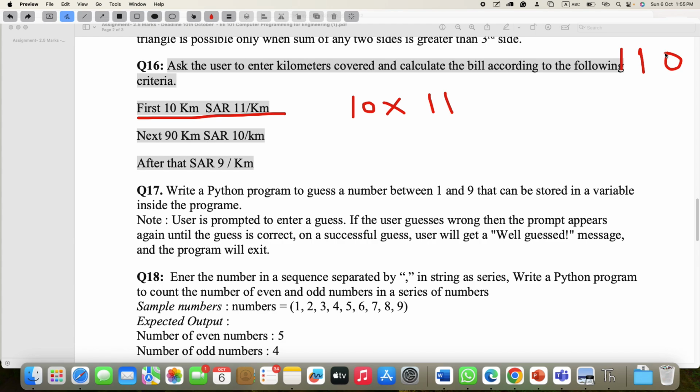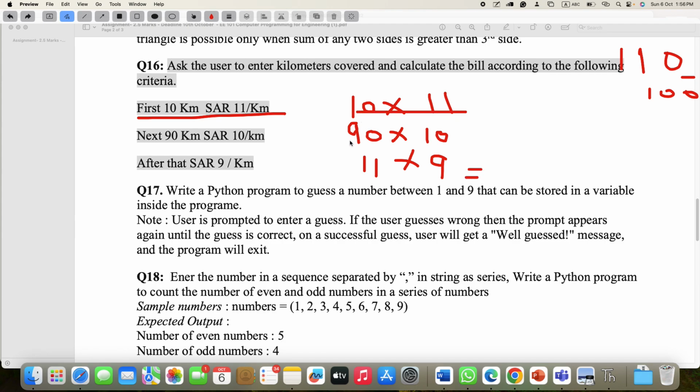Now what are you going to do? You're going to find out what are the next 90. The next 90 will be multiplied by what? 10. Now what is left? How would you know what is left? 90 plus 10, 100. So you do 110 minus 100. What is left? 10. Right? The 10 will be multiplied by 9. And this is how you're going to calculate your bill.